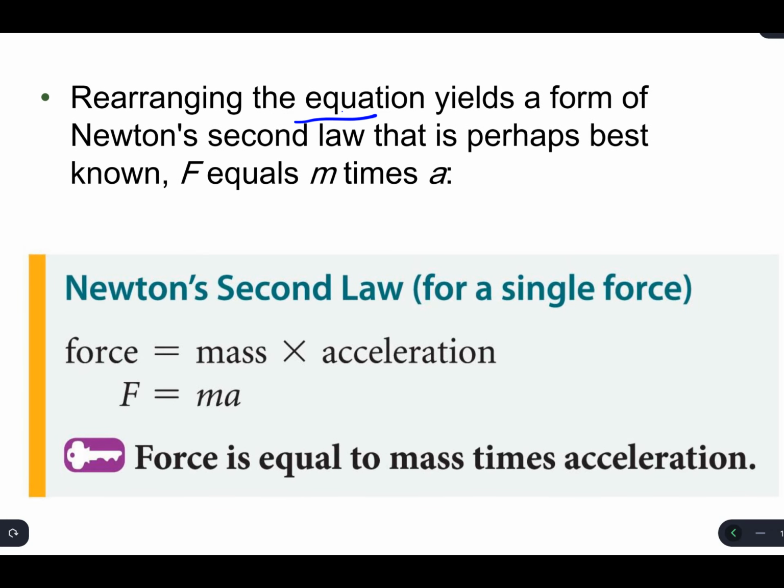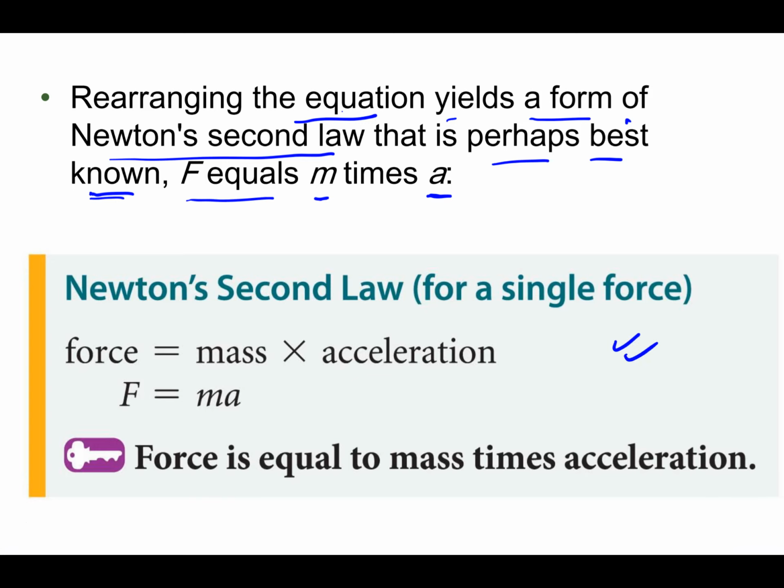Rearranging the equation as we did yields a form of Newton's second law that is perhaps best known: F equals mass times acceleration. You need to know that. It is found in any physics book, guys. Force equals mass times acceleration. F equals ma.